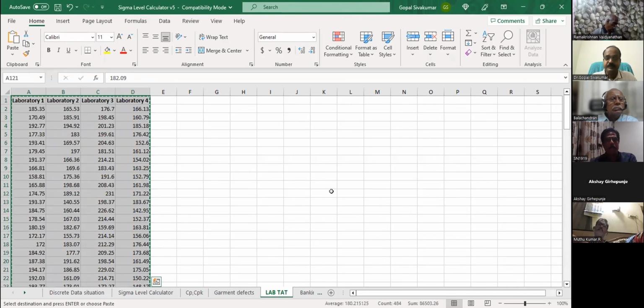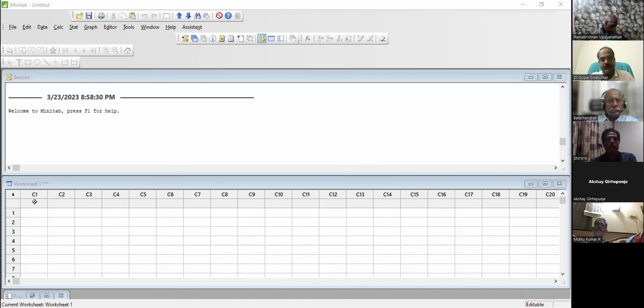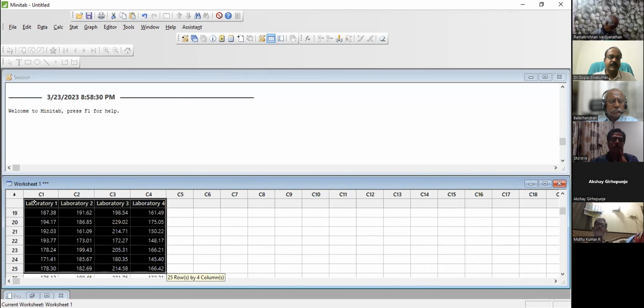Control C. Now go to Minitab. I'm going to Minitab now. Just click on the gray bar, paste it. That's all. Control V. All of you now can see the same data in Minitab.